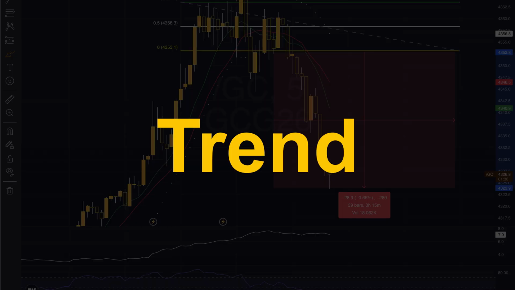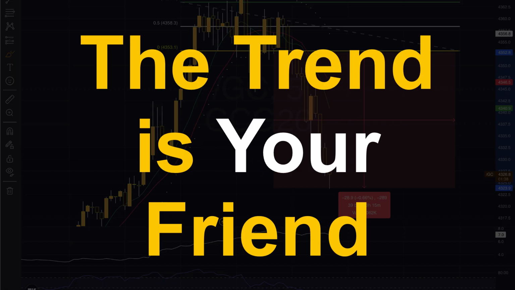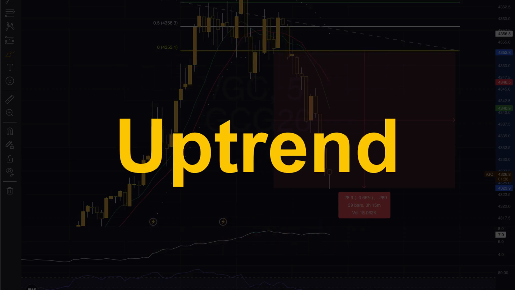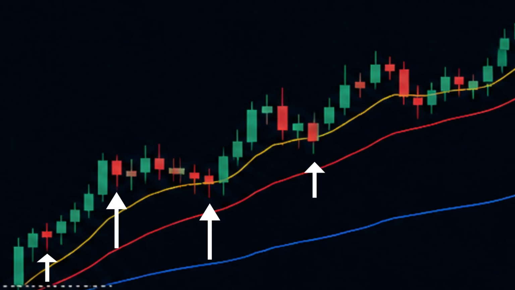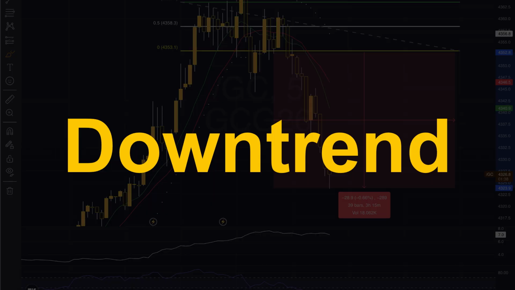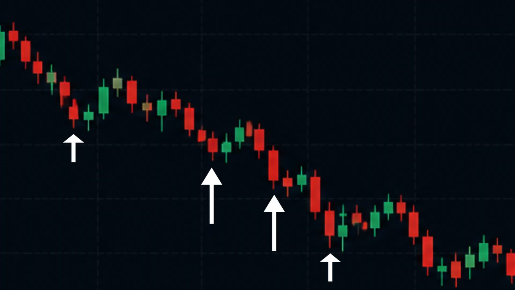Trend. This is the general direction the market is moving. Side note, remember this: the trend is your friend. Never trade against the trend. Uptrend, a series of higher highs and higher lows. Downtrend, a series of lower highs and lower lows.